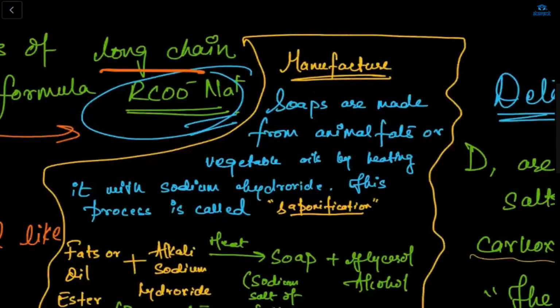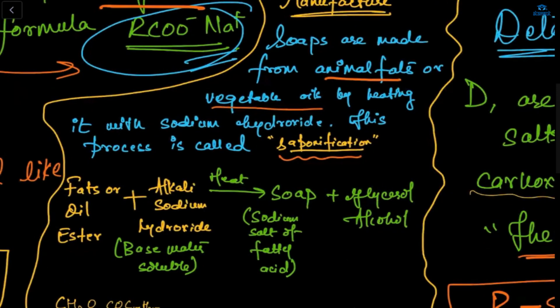And this is the main point: manufacture. So how is soap manufactured? Soaps are made from animal fats and vegetable oils by heating them with sodium hydroxide. This whole process is known as saponification. Okay, so what is the chemical equation of this? Fats plus oil, ester, react with sodium hydroxide. An alkali is a water soluble base, so that's why I wrote base, water soluble. And with the help of heat, it will give you the sodium salt of fatty acid plus glycerol, an alcohol.